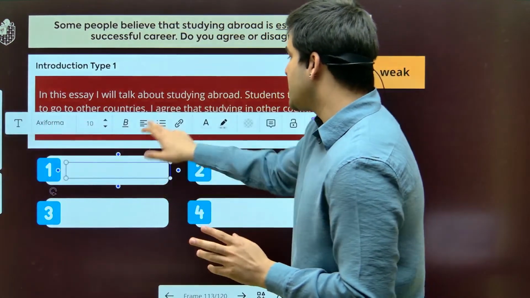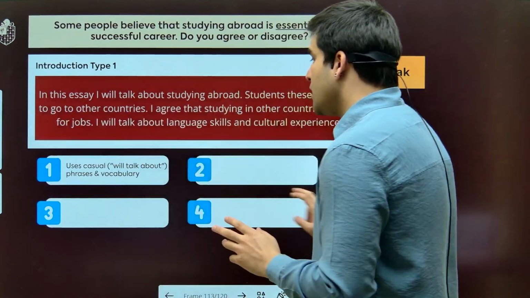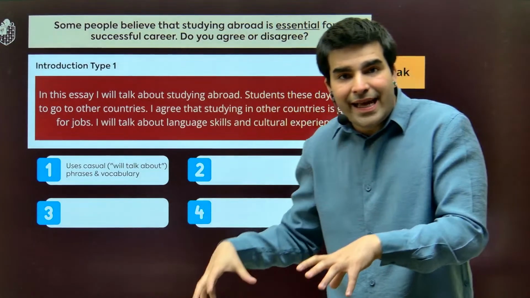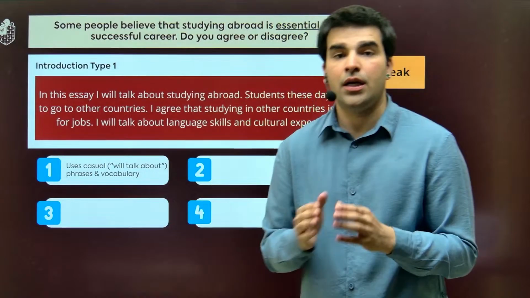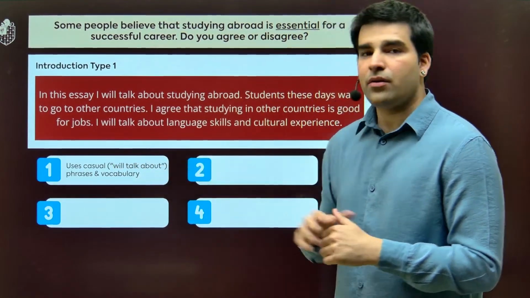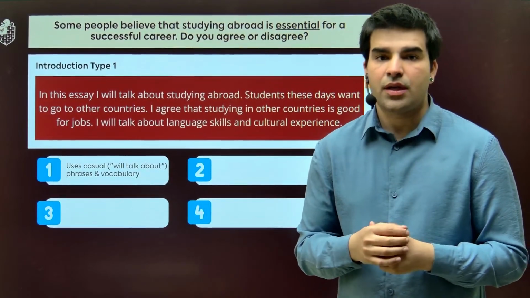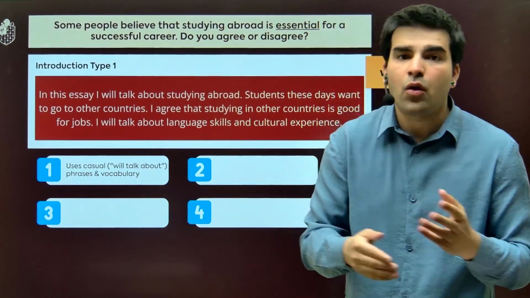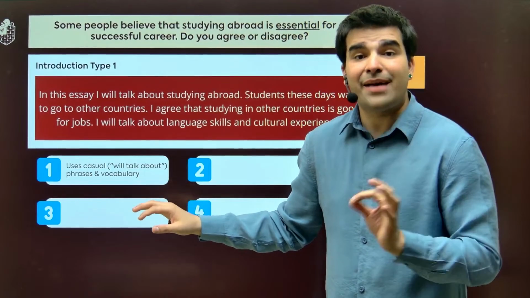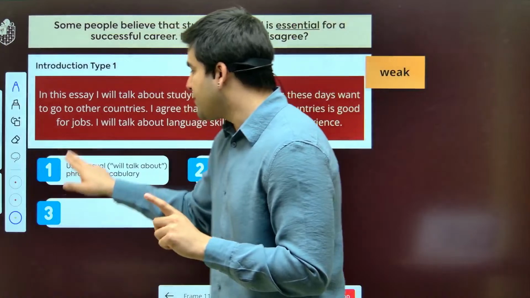The first point is using casual English. Remember, this is an academic test, very professional. So your English has got to be very, very professional. "I will talk about" is basic English. There are so many other alternatives. This is not professional English, not academic lingo. So that's point number 1 that you don't have to do.